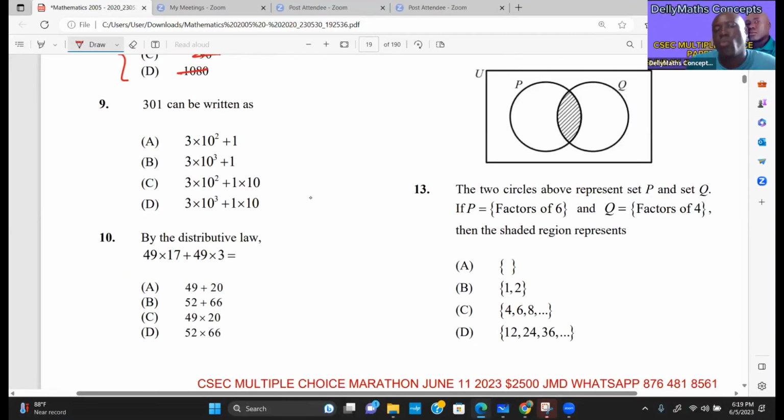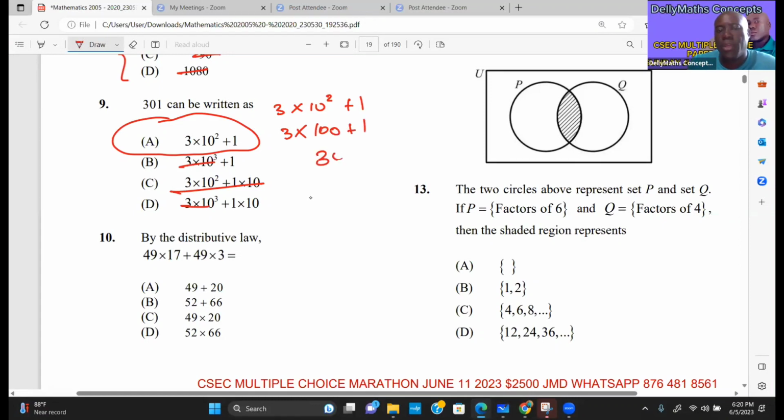300 can be written as what? Observe your answers. This is 1,000. This is thousands. You understand? This is not. This one is it. Why? Because 3 times 10 squared plus 1. 3 times 10 squared is 300. Then you add 1. 300 plus 1, and you get your 301, as you can see. So you take your time, you break it down, and you keep going.